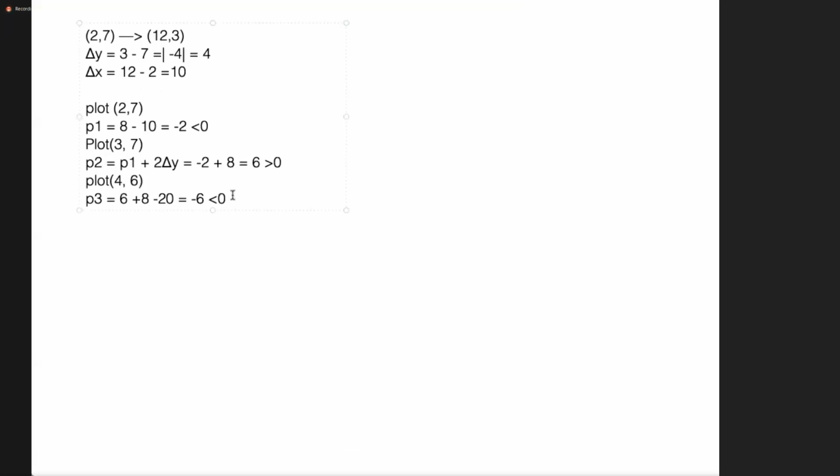Less than 0, then we plot 5 comma, the same value 6. It was 6. And we calculate P4: negative 6 plus 8, positive 2. That is greater than 0. Therefore, we plot by increasing 1 and reducing 1: 6, 7. We plot 6, 7 and calculate P5.